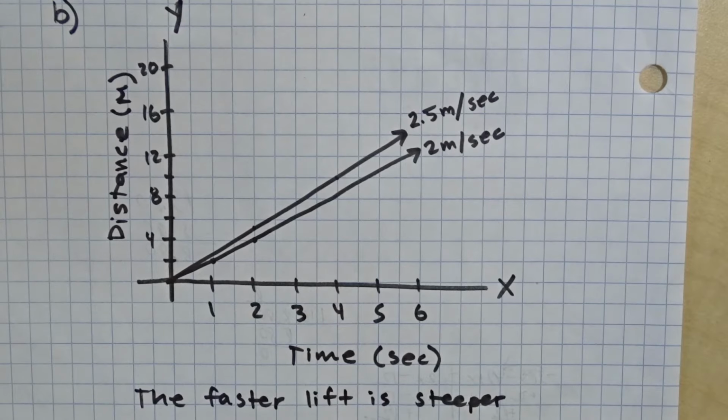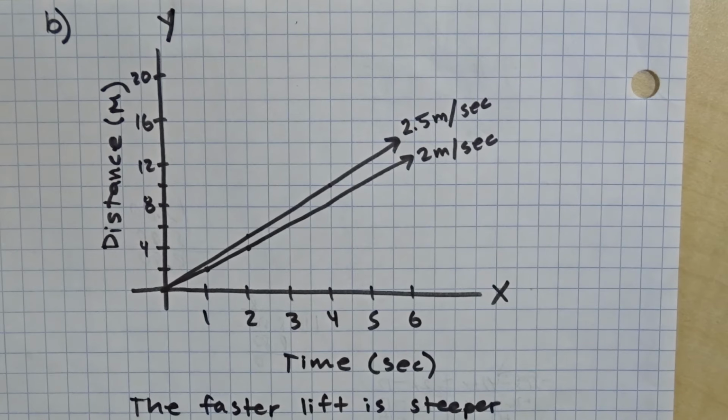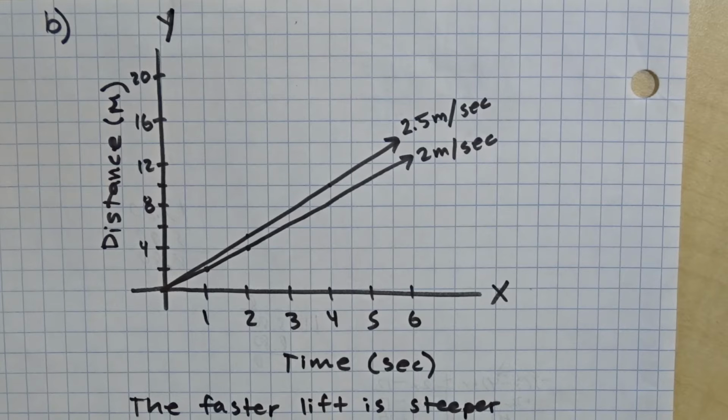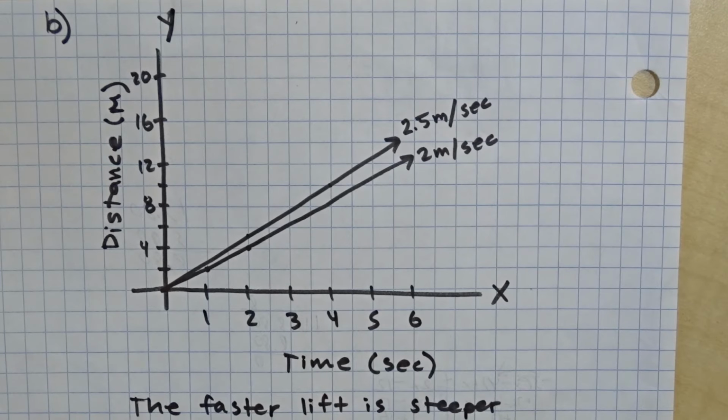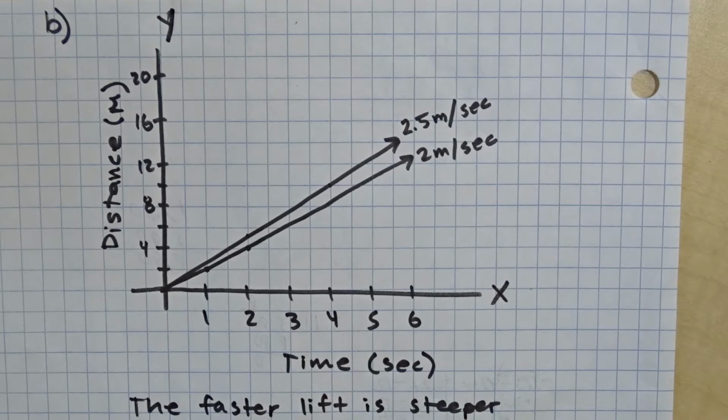So when you have a slope with a larger value, it's going to be steeper. And when you have a slope that's a smaller value, it's going to be, well, not so steep, or flatter. So that's a general rule too. The larger the number, the steeper the line, the more vertical it looks. So that's how we graph proportional relationships.